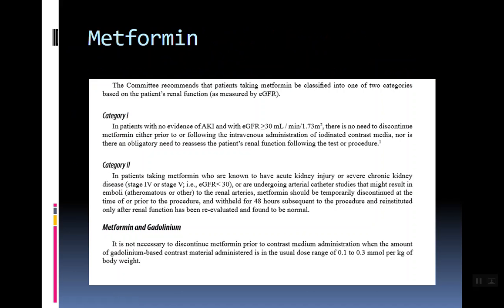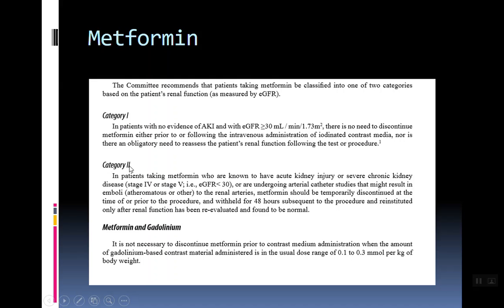This is just about metformin. Some places probably have patients refrain from taking it. Some places are probably not doing that anymore. According to the ACR, patients that fall into category 1, that's patients with no evidence of any kind of kidney injury or with a GFR greater than 30, there's no need to discontinue their metformin. They can just take their medicine as usual.